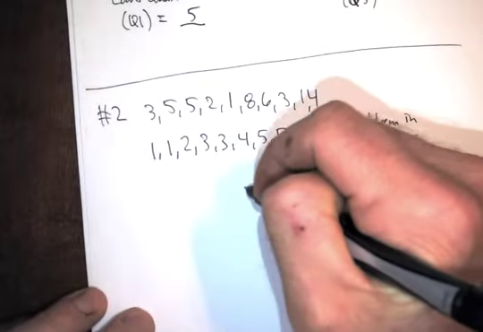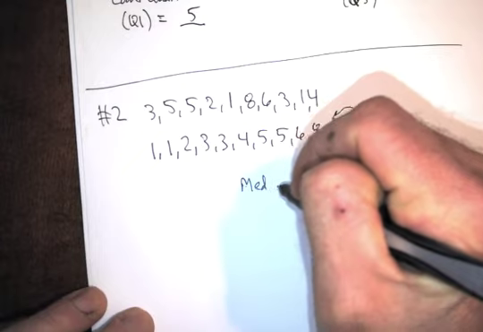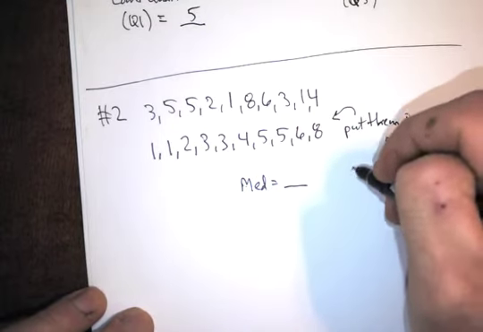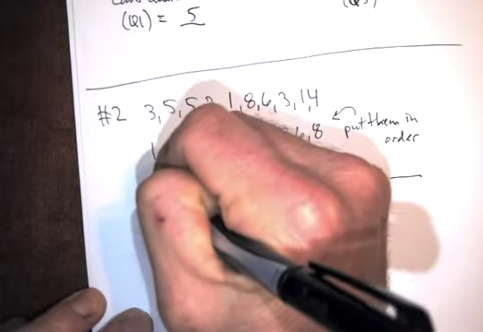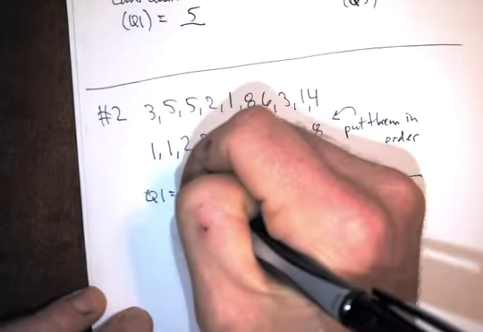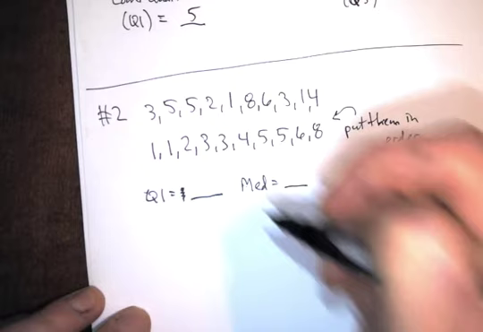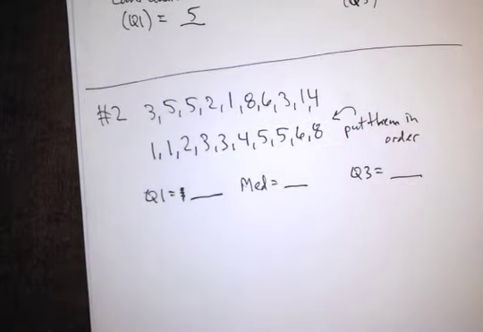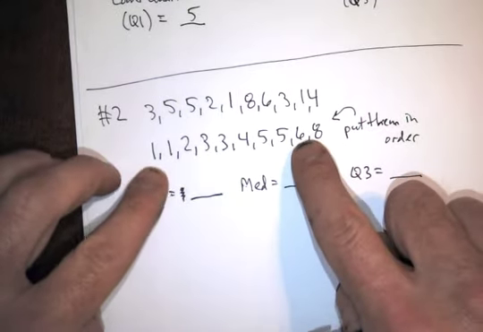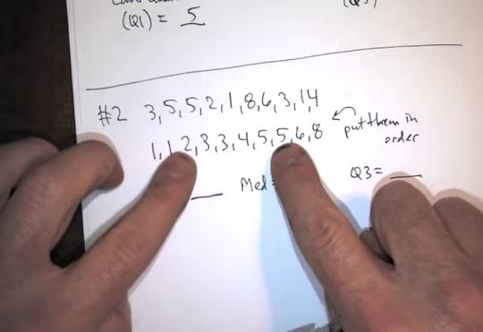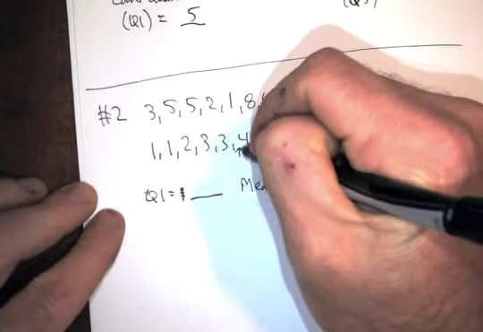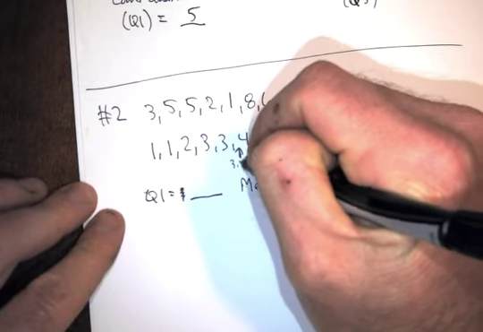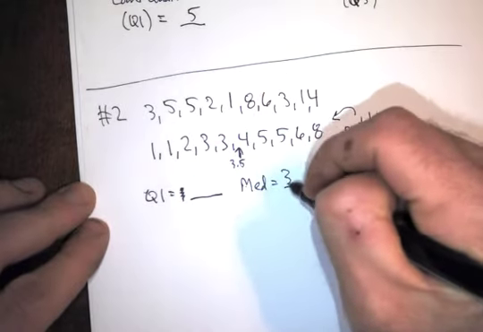Let's do the median. Let's do the upper quartile. I'm just going to call that Q3. And let's do the lower quartile, Q1. Oopsie, not 1 there. Okay. So let's count to the middle. 3, 4. It's actually halfway between 3 and 4. So 3.5 is halfway between 3 and 4.